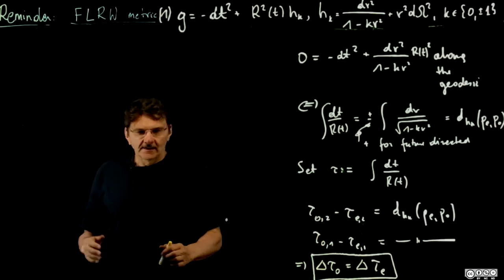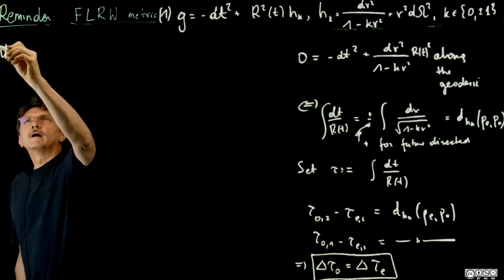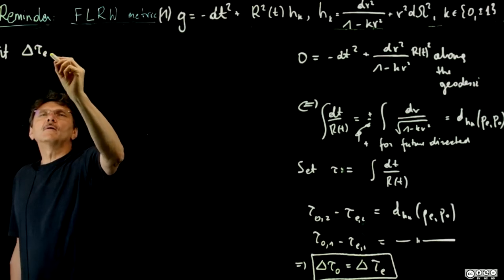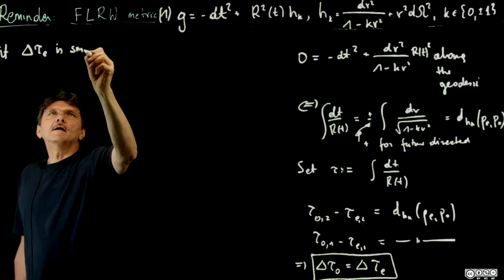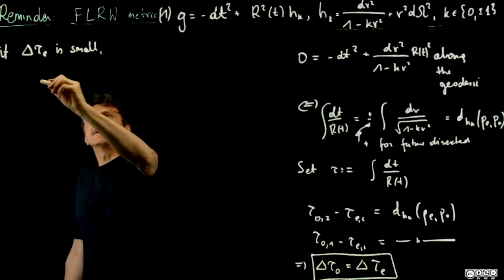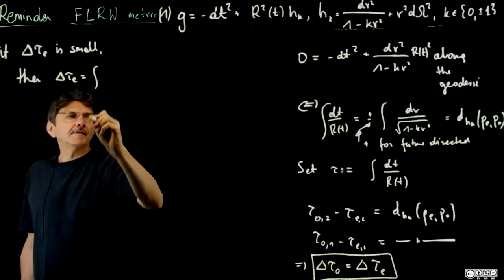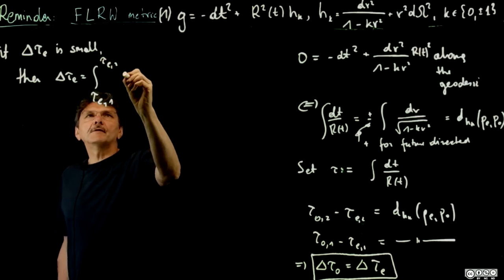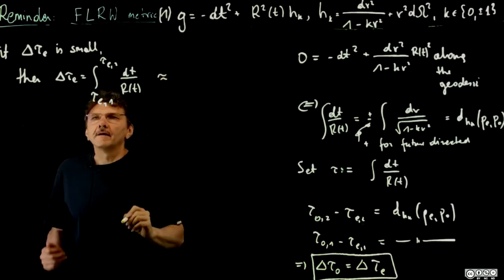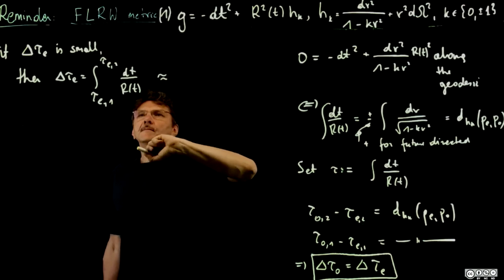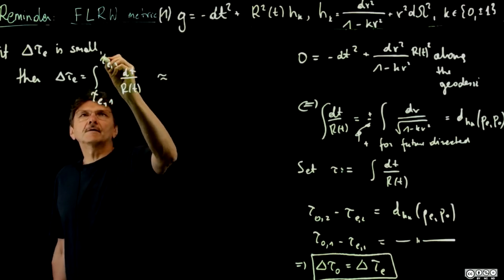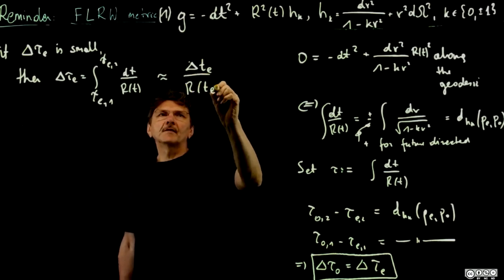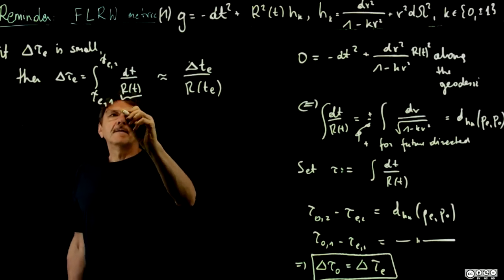Good. So now I've erased my picture, but if this emission time, of course, if delta tau emission is very small, then this integral, which will be the integral between tau emission 1 to tau emission 2 of dt over r of t, is essentially the same as 1 over, well, actually t, not tau, right? T is essentially the difference of times. So delta t emission divided by r of t emission. In other words, r of t is constant during the emission time.